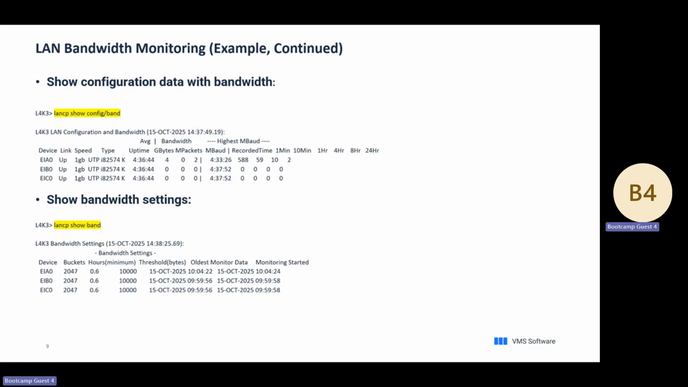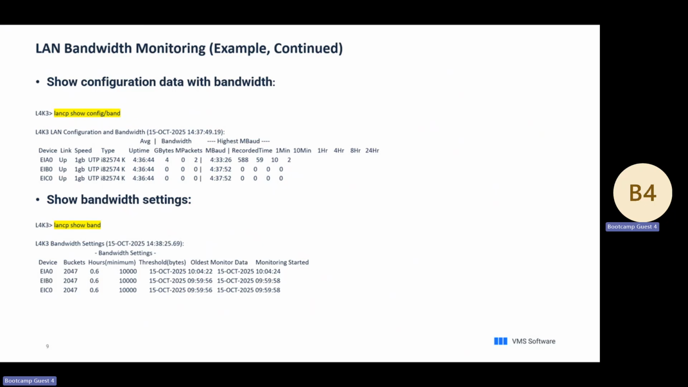So some of the other commands: show config /bandwidth. That shows you the devices that you have, the speed, device name, the uptime, and then the actual traffic that you've seen, and then the highest 1 minute, 10 minutes, 1 hour, 4 hour, 8 hour, 24 hour. It's the highest running bandwidth during that time.